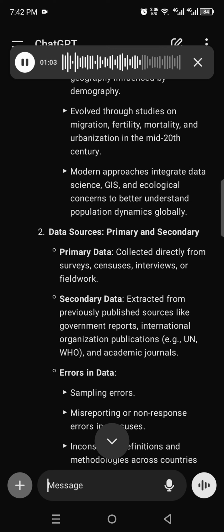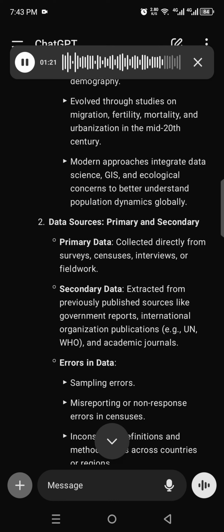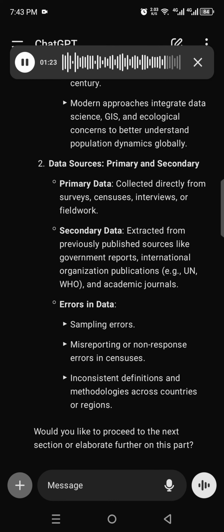2. Data sources, primary and secondary. Primary data, collected directly from surveys, censuses, interviews, or fieldwork. Secondary data, extracted from previously published sources like government reports, international organization publications, e.g. UN, WHO, and academic journals. Errors in data: sampling errors, misreporting or non-response errors in censuses, inconsistent definitions and methodologies across countries or regions.